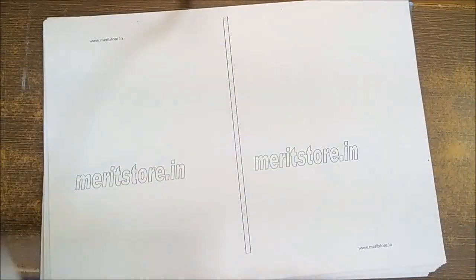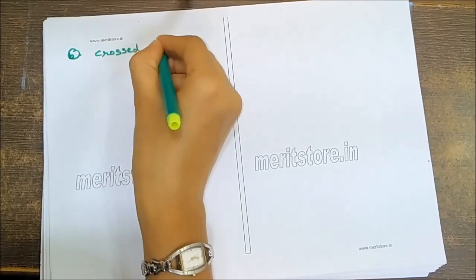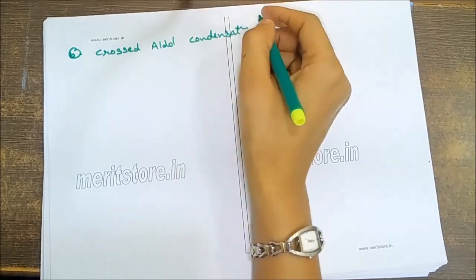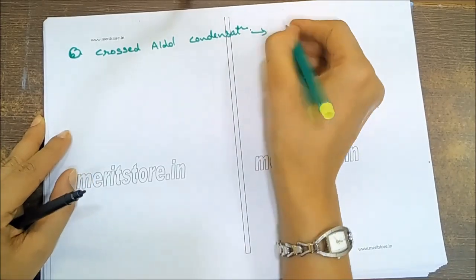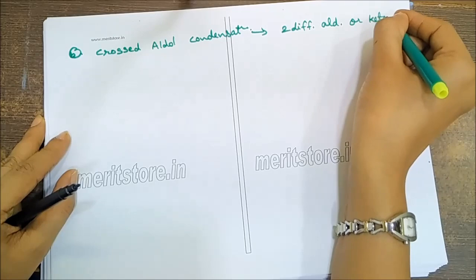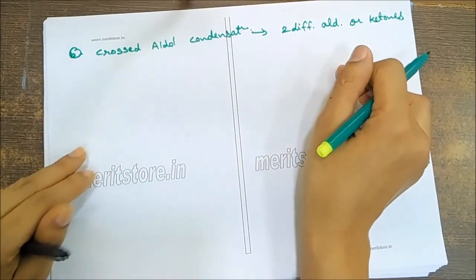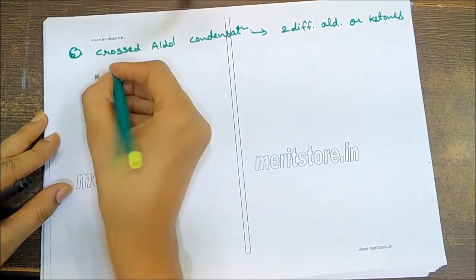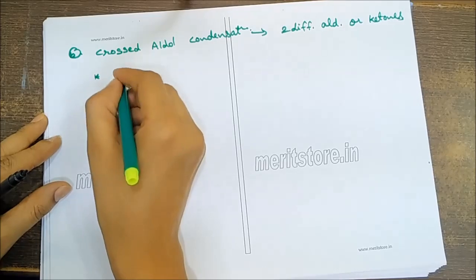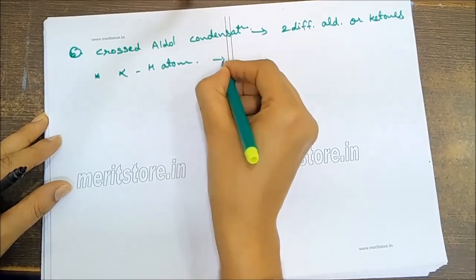This is aldol condensation. Now we'll study cross aldol reaction, or crossed aldol condensation. It will be carried out between two different aldehydes or ketones. We can take two different aldehydes, two different ketones, or one aldehyde and one ketone. For this reaction, it is compulsory that both compounds should have at least one alpha hydrogen atom. Alpha hydrogen is a must, and it will give a mixture of products.